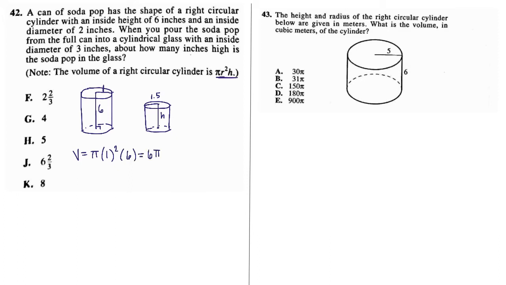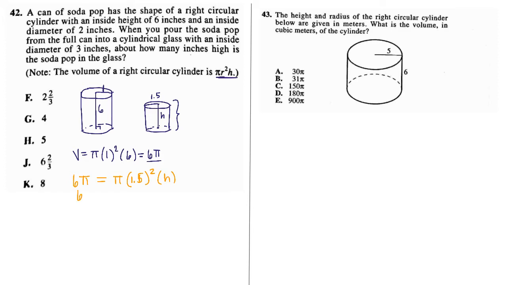Now I'm going to take that volume and pour into this measurement over here. So I'm going to say 6 pi because that is the volume that I'm transferring. So 6 pi, that's the volume, equals pi, and the radius over here is 1.5 squared times the height, and that's what I want to know. What is that new height?